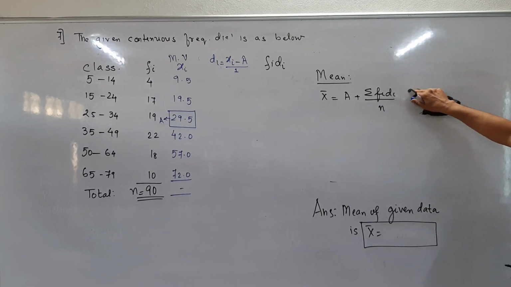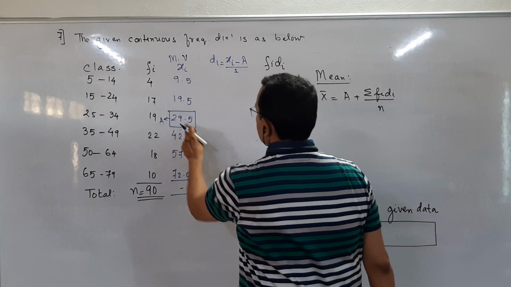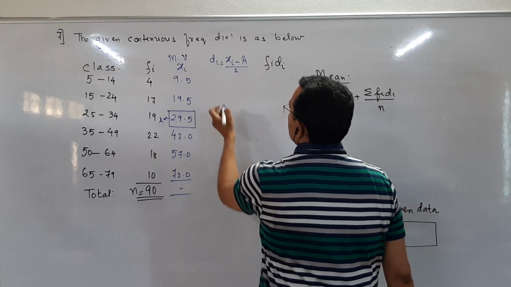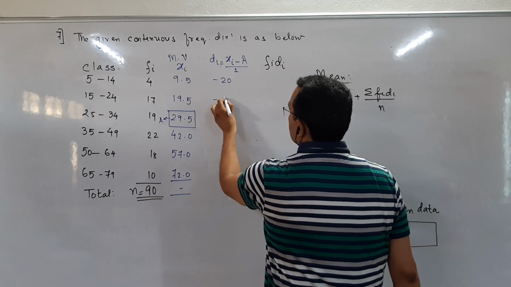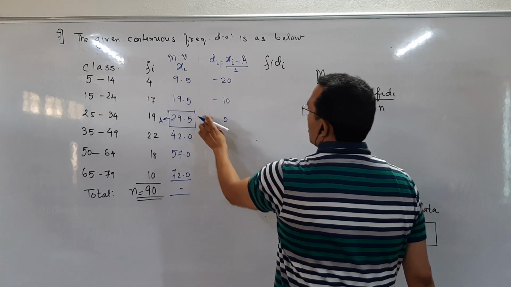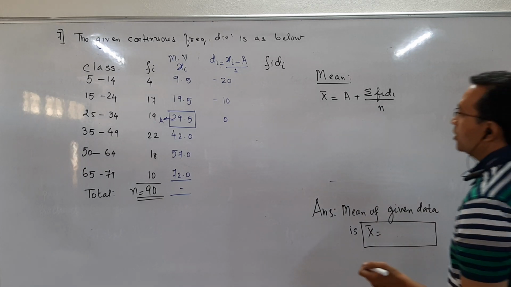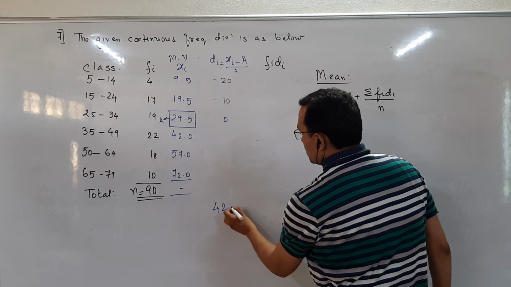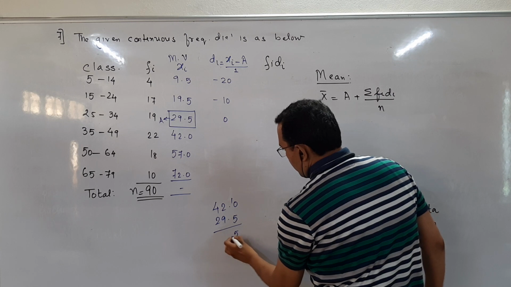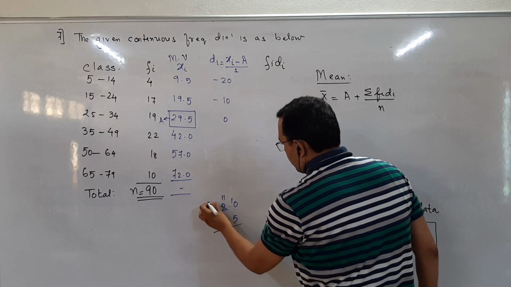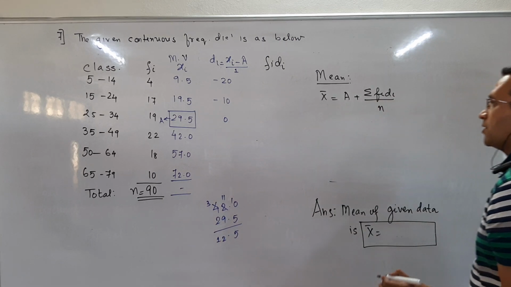So what will happen, the division by c will be removed from the formula. Now 19.5 minus 29.5, so this is minus 10. This is minus 20, this is 0. Now 42 minus 29.5, all of you can easily do. 42 minus 29.5, so this will be 12.5.